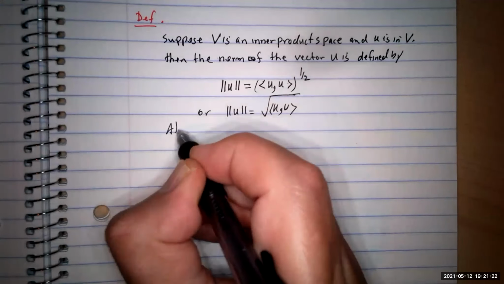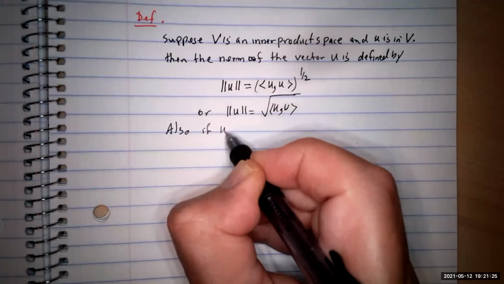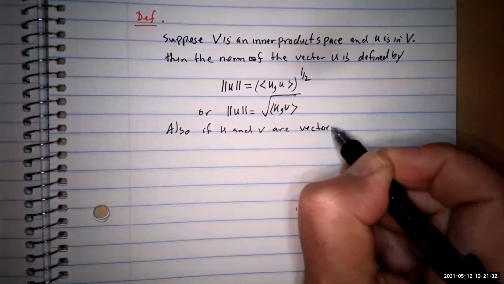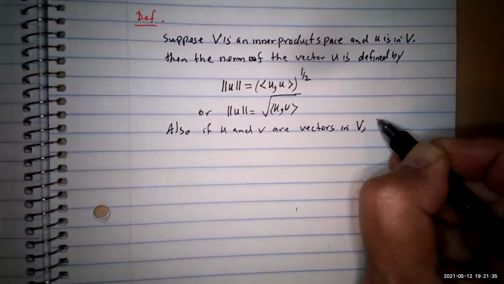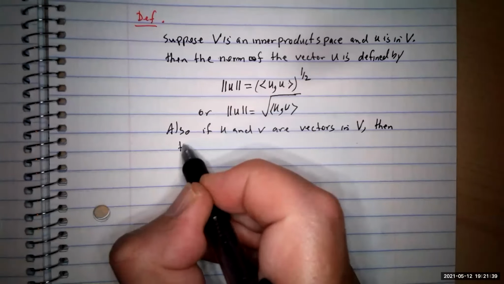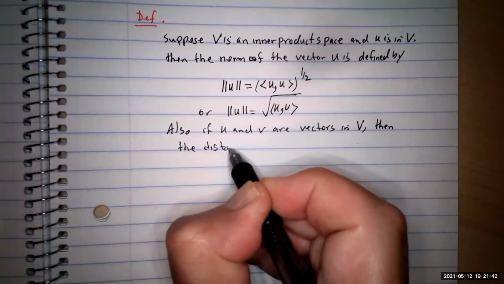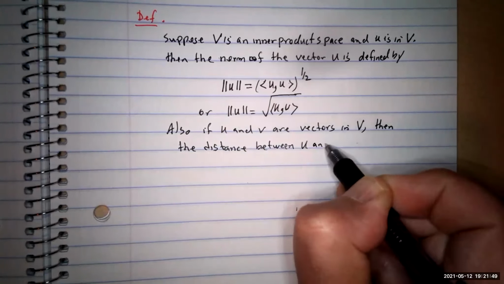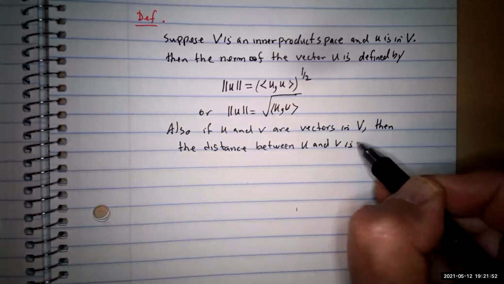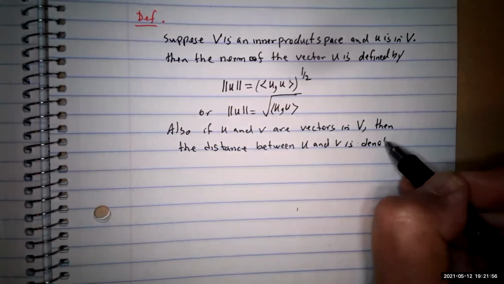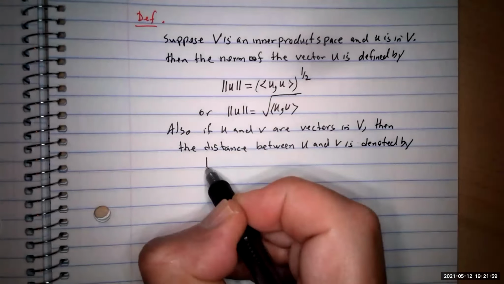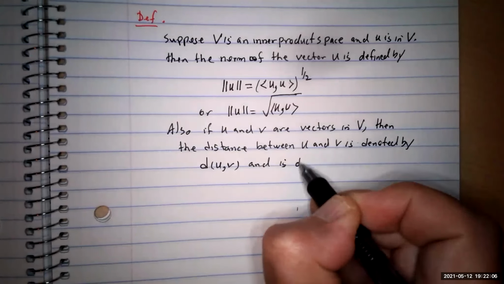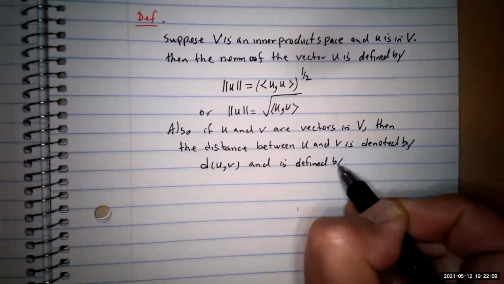Now what we can do more is, if U and V are vectors in V, then the distance between U and V is denoted by d of U comma V, and is defined by just the norm.